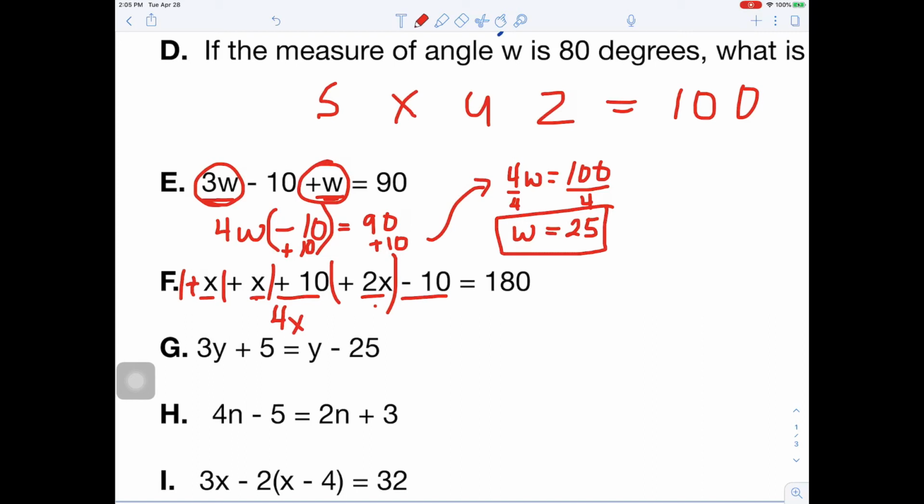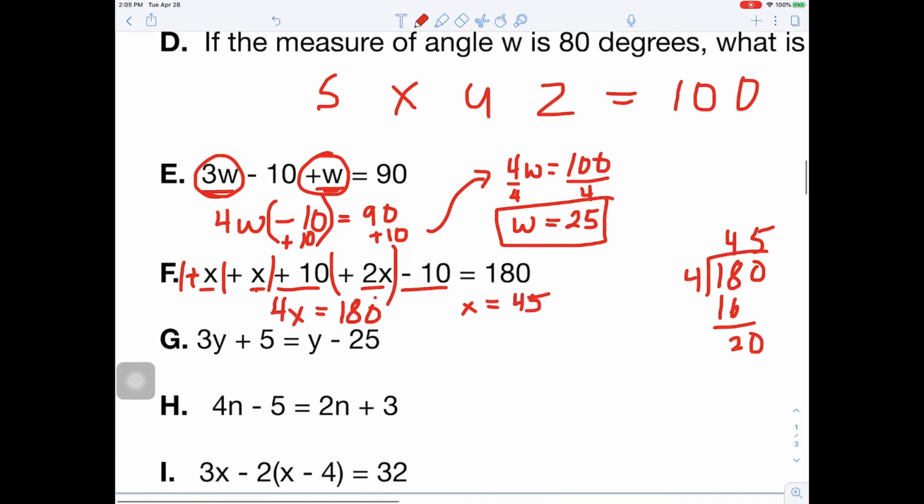And then you see we have a plus 10 minus 10. Well, that equals 0. So really we're at 4x equals 180. Okay, 180 we have to divide by 4, because both sides we have to divide by 4. So if you look at 180 divided by 4, we wind up getting 4, 16, 20, 45. So x equals 45.